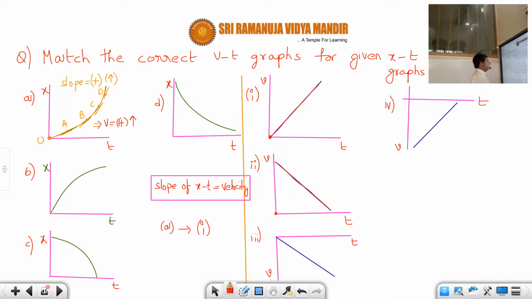I hope you understood, students. Here the velocity is increasing. Correct or not? Velocity here is increasing. As time increases, the velocity increases.